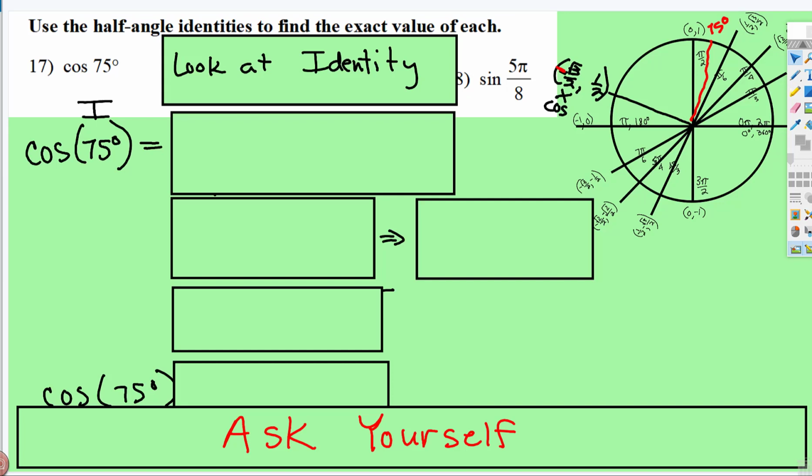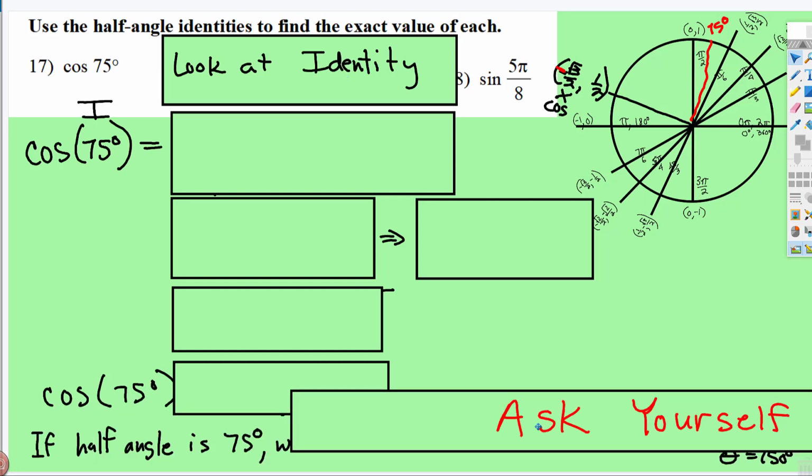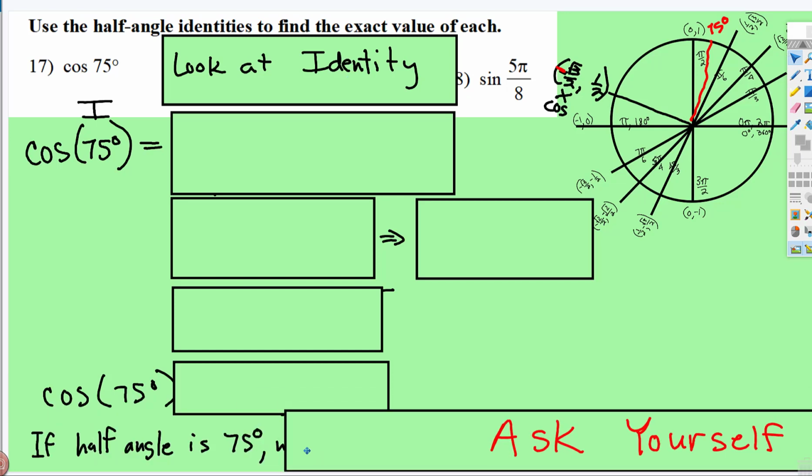Okay, now we're going to try the half angle identities, and these can be a little bit tricky. But what this is saying is that cosine 75 degrees is half of the theta that we will use in the identity. So ask yourself, if the half angle is 75 degrees, I should have put it in the right here.